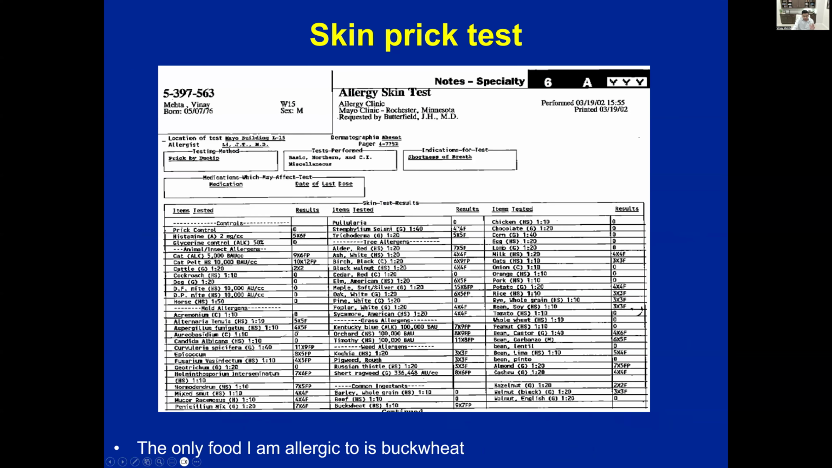And by the way, this is my own skin test report, just to give you an example. I trained at Mayo Clinic, and this was me back in 2002. I do have a lot of environmental allergies, which you can see here. But what I want to point out is that this is an example of what not to do. I do have a true food allergy to buckwheat, which is right here. With buckwheat, I actually do get anaphylaxis. So this here is a true positive.